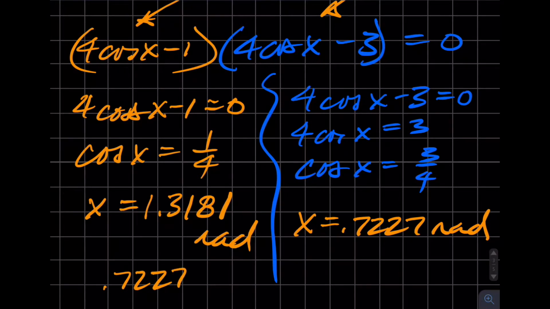So you should be able to type in 0.7227, depending on how many decimal places that Hawks requests. Just read the directions and type in 1.3181. If you did it in degrees, that would be fine as well. All right.